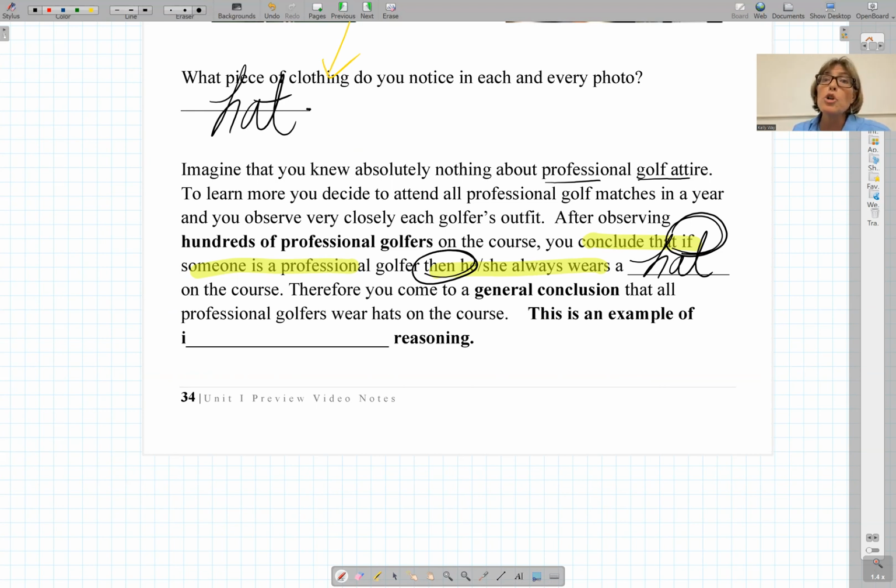Therefore, you come to the general conclusion that all, circle the word general, all professional golfers wear hats on a course. This is an example of inductive reasoning. Inductive. You take in information and come to a general conclusion. Aha! If you're a professional golfer, you always wear a hat on the golf course. That's called inductive reasoning. You take in observation, you come to a general conclusion. I call it the aha statement.